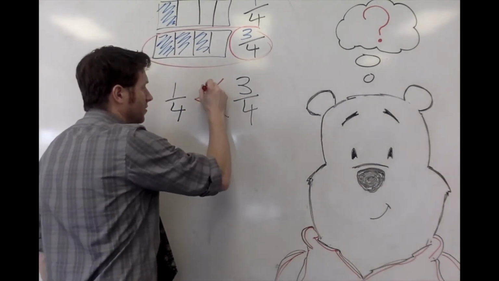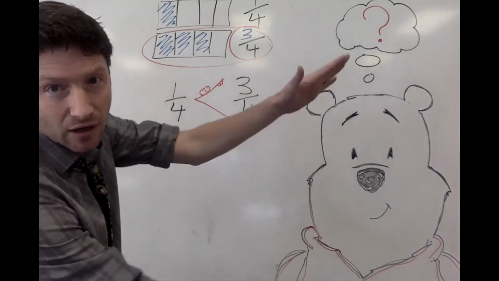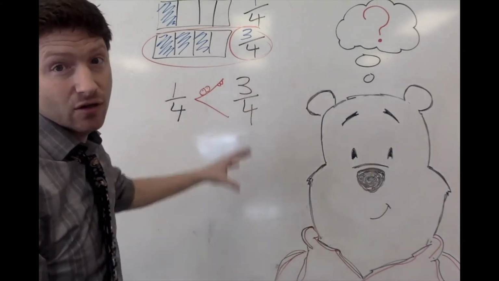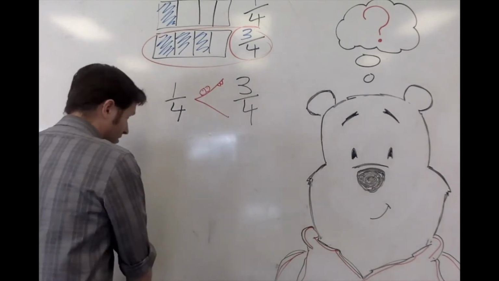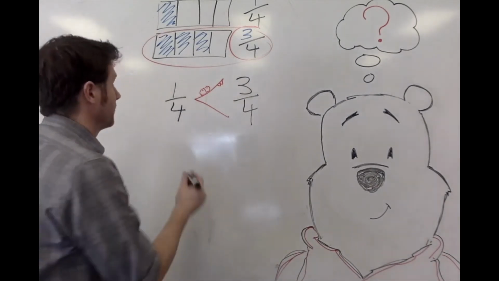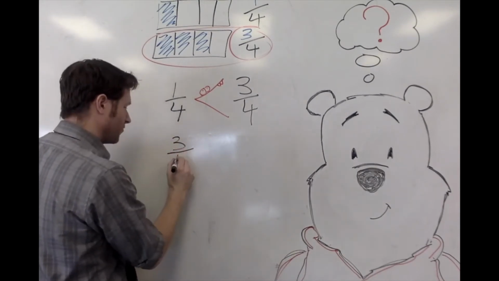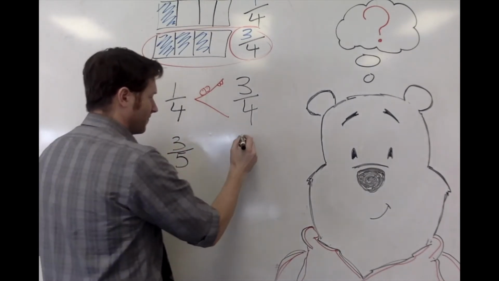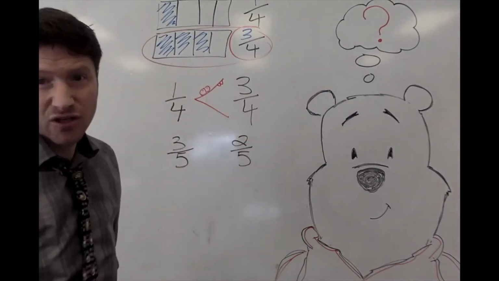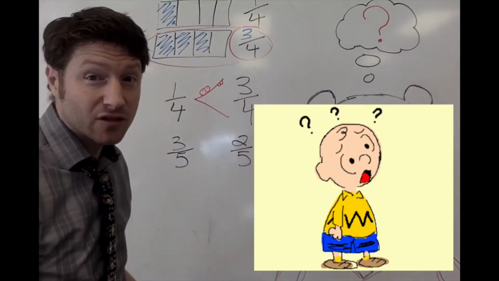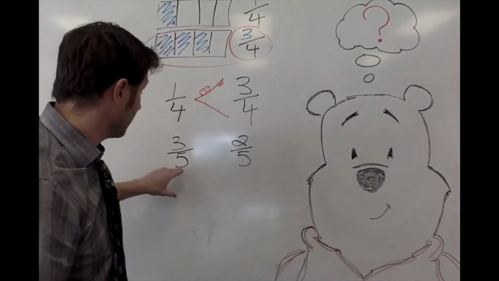I like to put these little eyes and teeth on them, because it's like a hungry gator, always going for the bigger number, right? 3 is bigger than 1. Pretty simple. Now, what if we have a number that's a little trickier? 3/5 versus 2/5. It's a little harder to picture in your head, isn't it? But that's okay, because we know our rule. Our denominators are the same on the bottom.